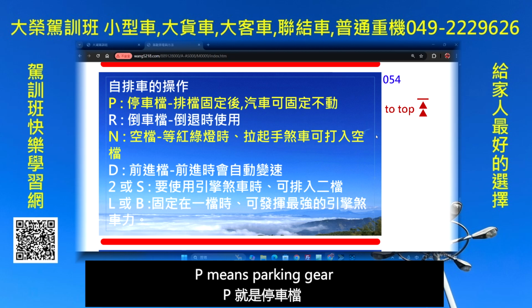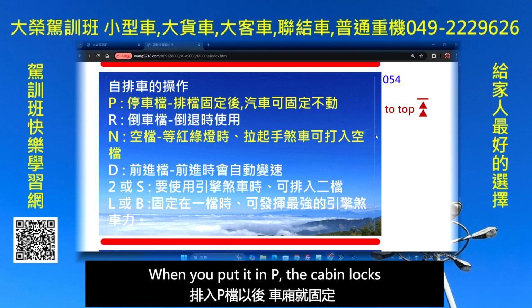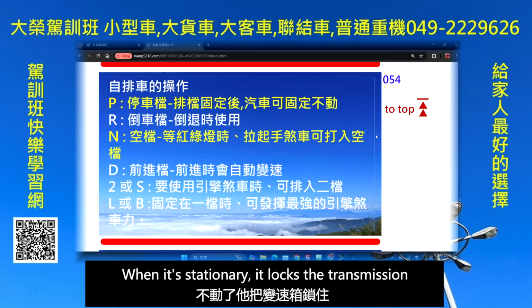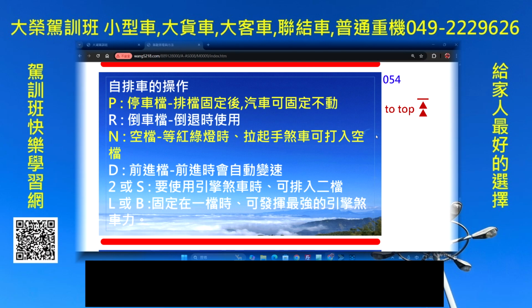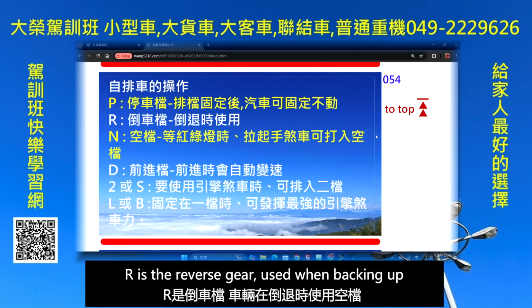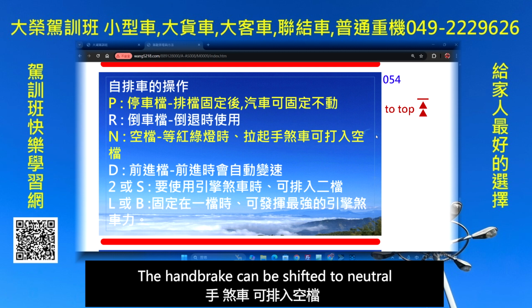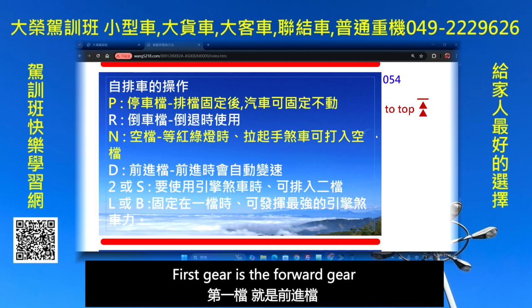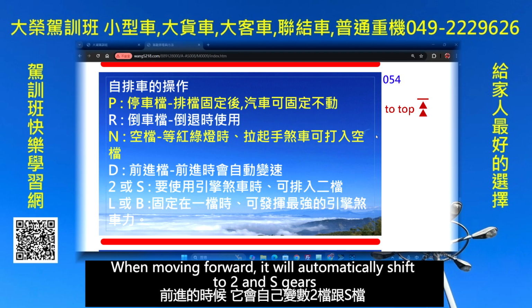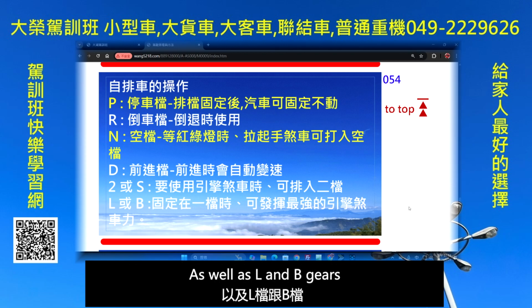P means parking gear. When you put it in P, the transmission locks when it's stationary. R is the reverse gear, used when backing up. When stopping at a red light, pull the handbrake tight. The gear can be shifted to neutral. D is the forward gear. When moving forward, it will automatically shift to 2 and S gears, as well as L and B gears.